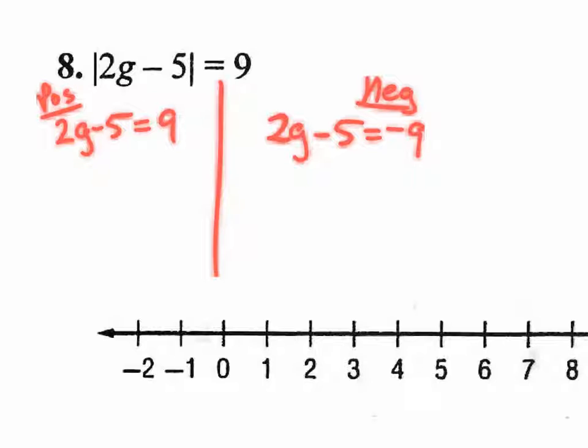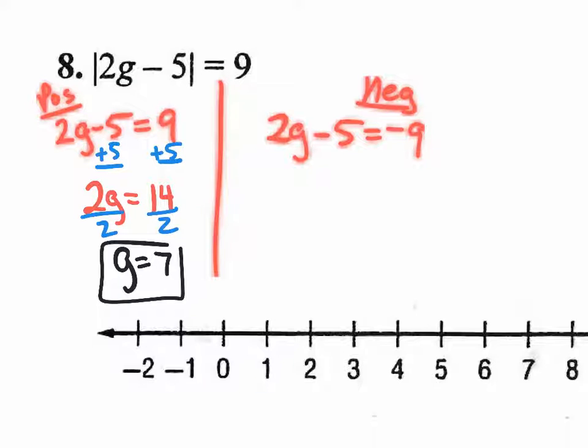So let's solve both. On the left side, we're going to get rid of the minus 5 by going plus 5. What you do to one side, you do to the other side. You will have 2g equaling 14. Final step would be to divide by 2. So g equals 7.